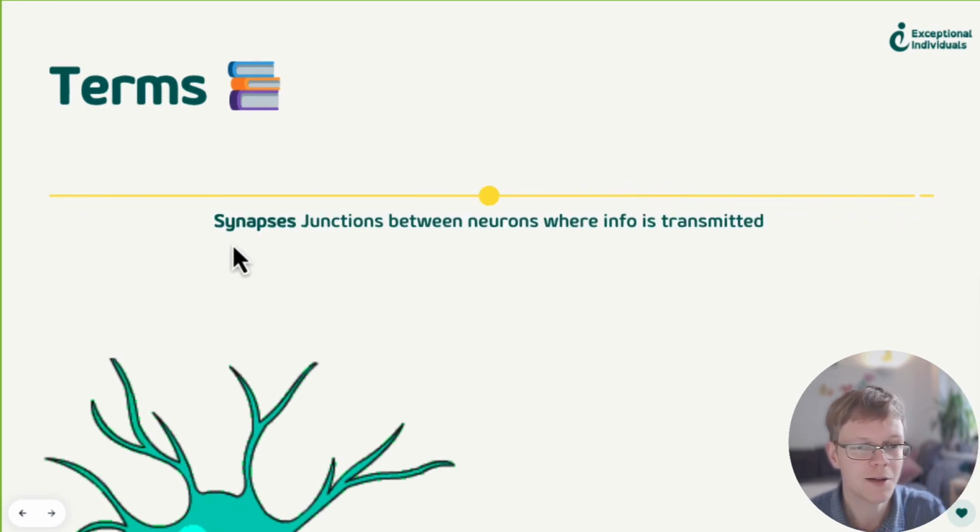neurodevelopmental. Synapses, as I said, are on the end of the neuron, and these are the junctions before they transmit to the next one. Now, where the neuron will typically be like an electrical signal, the synapse at the end is a chemical signal. So it goes like electrochemical.